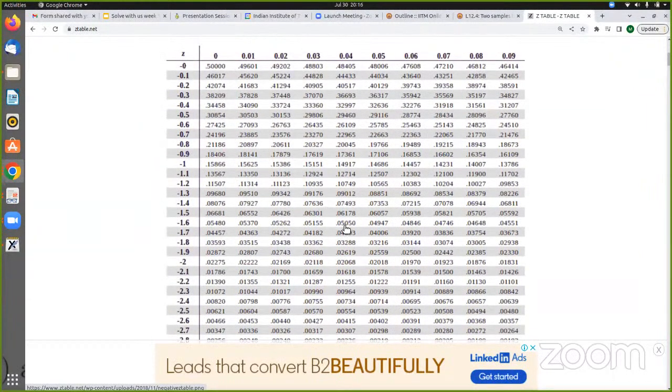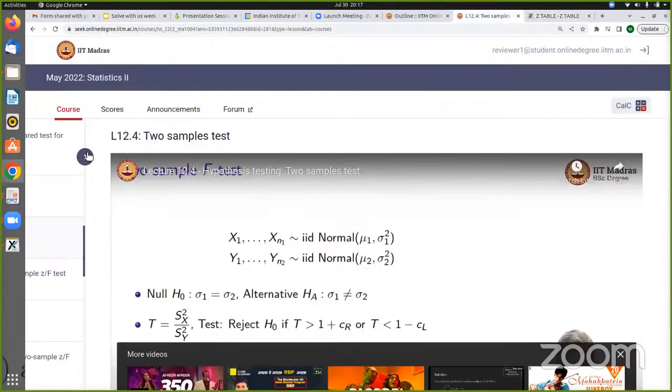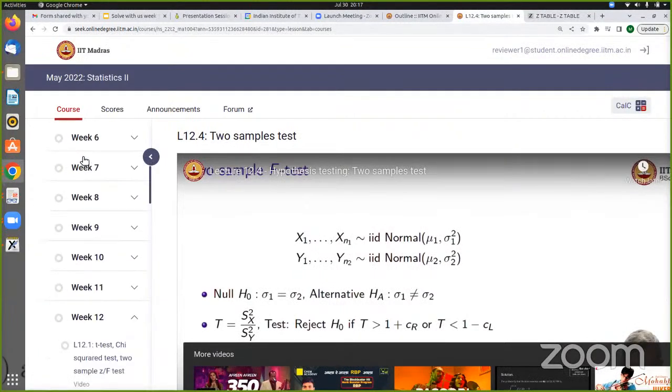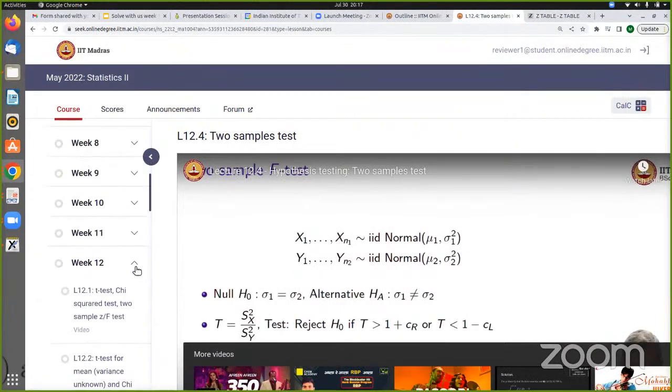0.05, right? Where is this value? This is corresponding to what? Minus 1.64. So that is your value. That is basically Z inverse of 0.05.